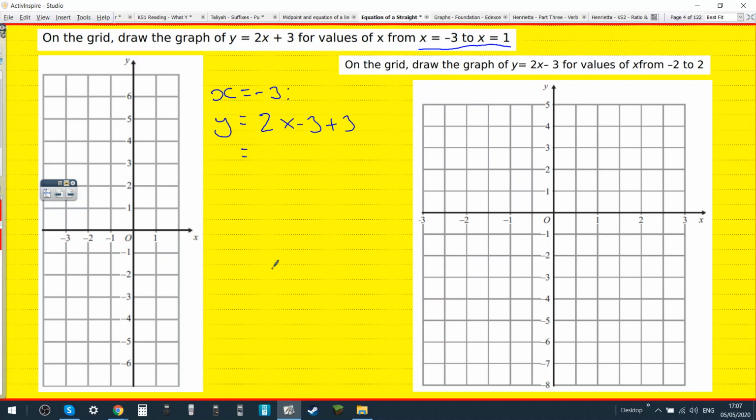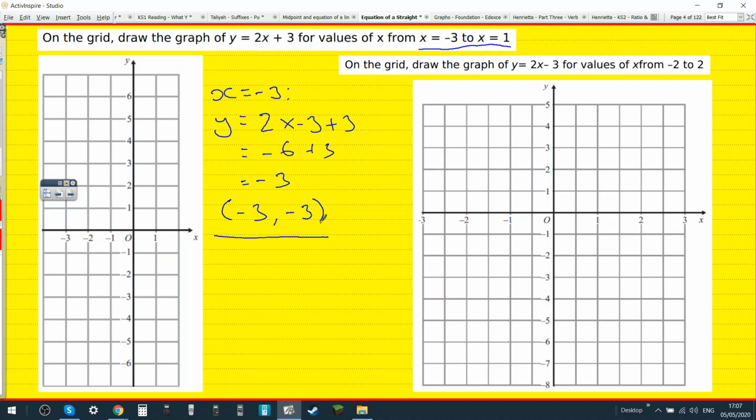So 2 times minus 3 plus 3. That would be minus 6, and minus 6 plus 3 makes minus 3. So when x is minus 3, y is also minus 3. And how about the other one?